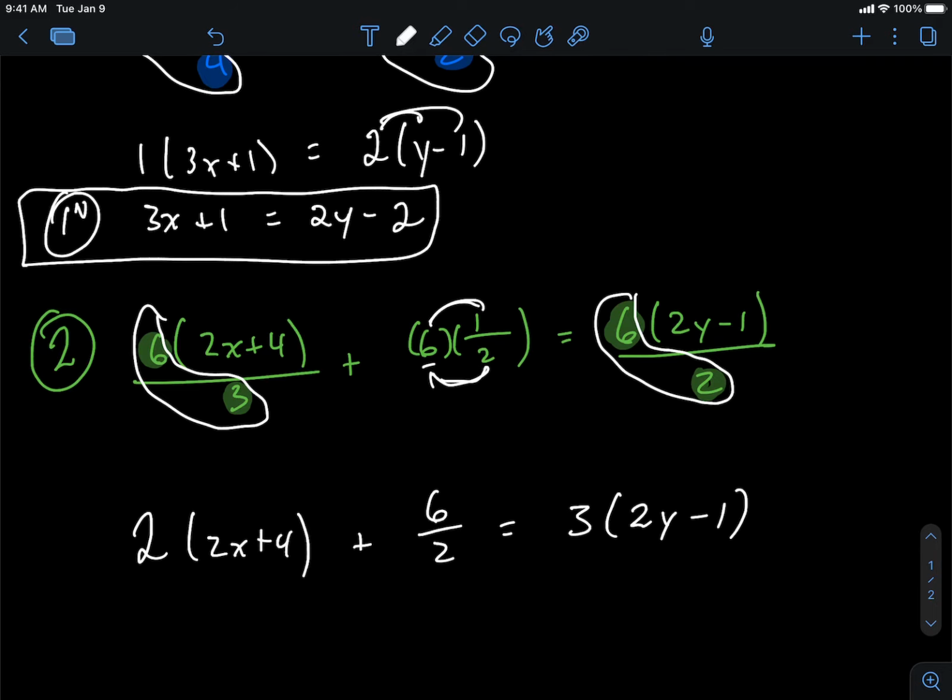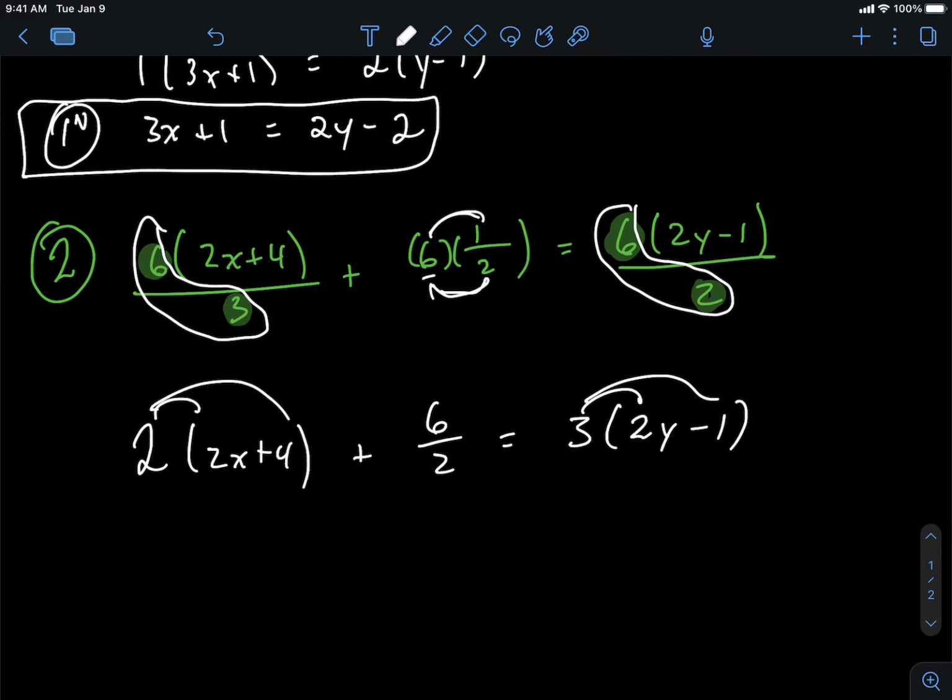Okay, and then you just distribute this in. You just simplify again, right? And you get a new line that's going to go something like this. 2 times 2x is going to be 4x plus 8, plus 6 divided by 2, well, that's going to be plus 3, is equal to 6y minus 3.